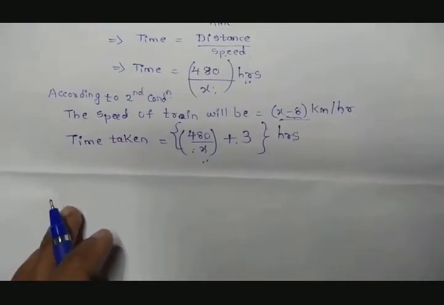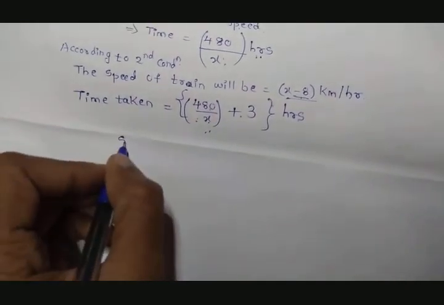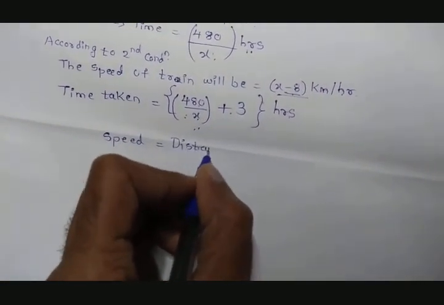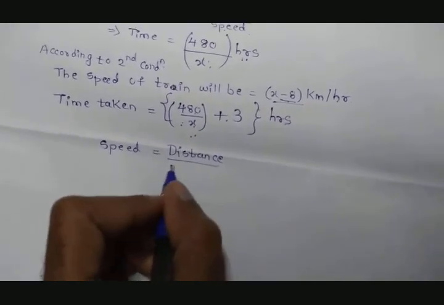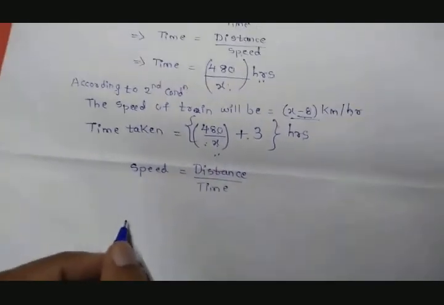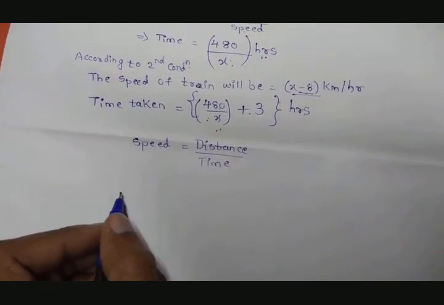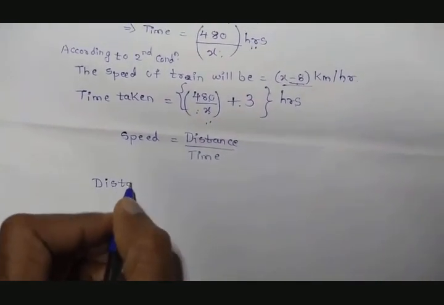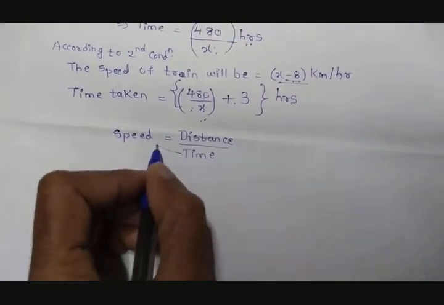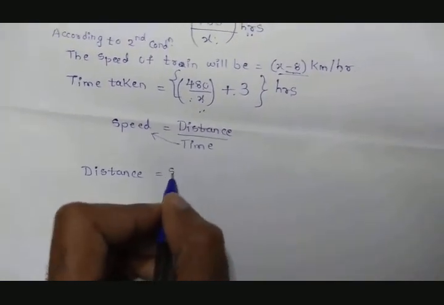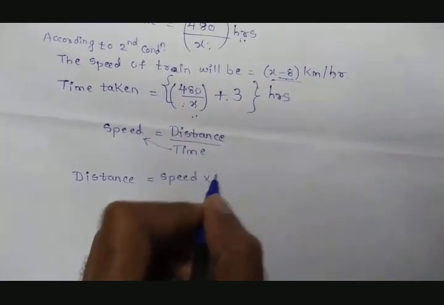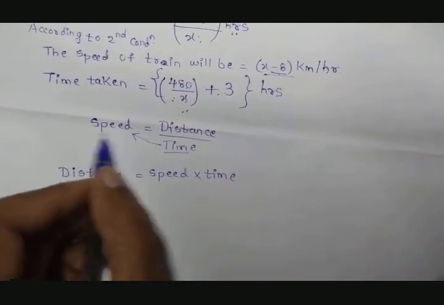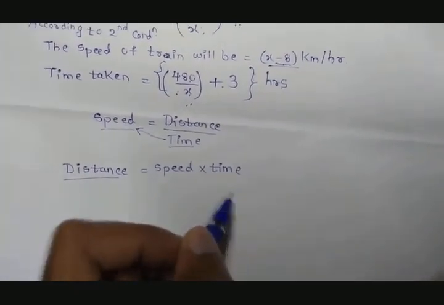Now again we will be using the formula, that is speed is equal to distance by time. Now I will write an equation for distance. Distance is equal to, we will cross multiply, that is speed into time. So why did I write only for distance? Why not for time? Why not for speed? These questions will be answered now.